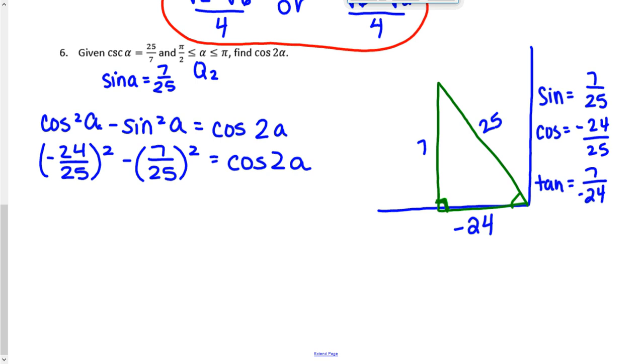Negative 24 over 25 squared. You can use your calculator on the set. 576 over 625. It's positive because when we squared that negative, it turned positive. Okay, and then 7 over 25 squared? 49.